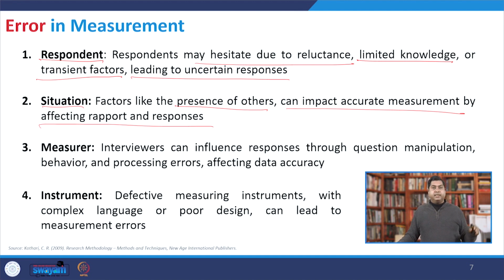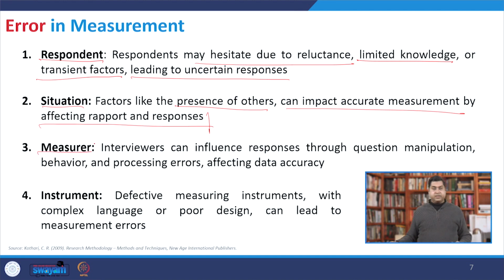This is one side. On the other side, many times it becomes essential that there should be a surveyor who can explain those kinds of technical questions where respondents have certain doubts, so that once it is clear they can give a reply in a better way. So in both cases, the situation can influence that kind of measurement.